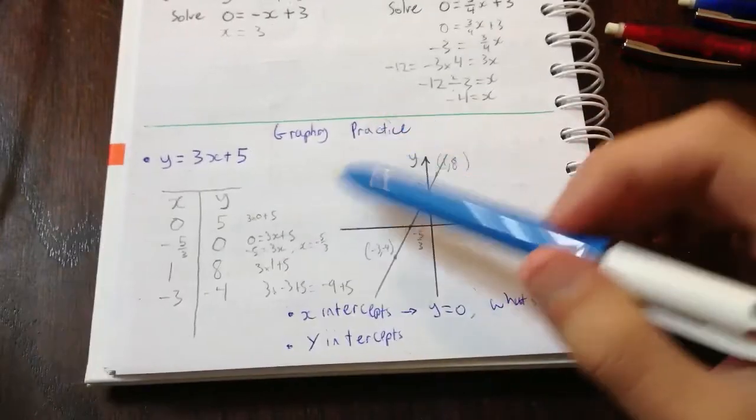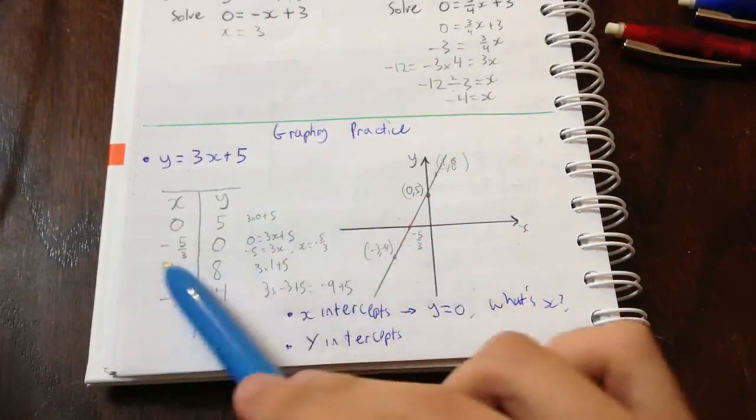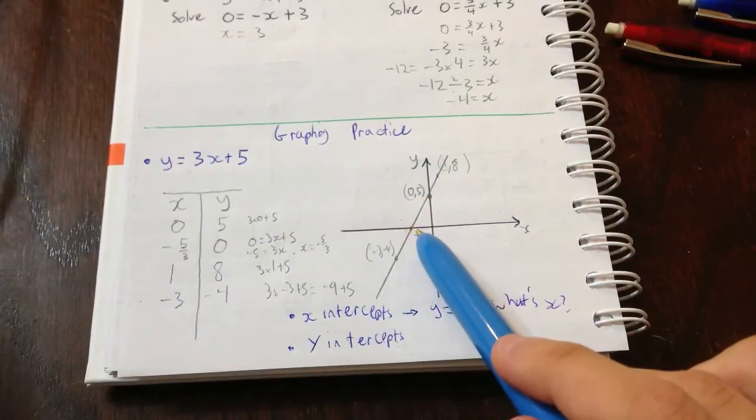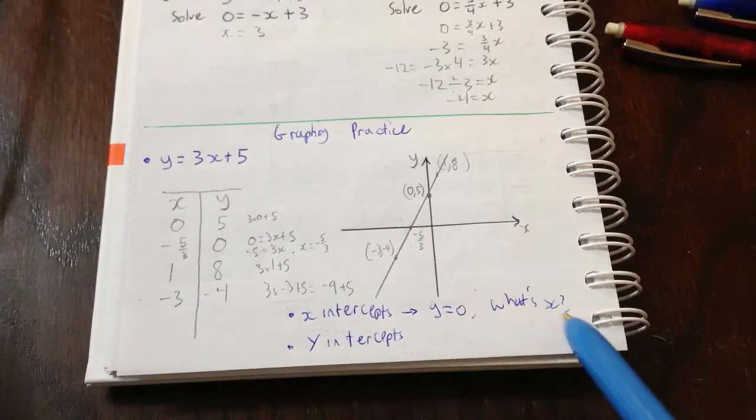So you see over here, we made y equals 0. We got x equals minus 5 on 3. So the x-intercept is minus 5 on 3, because that's the value of x.